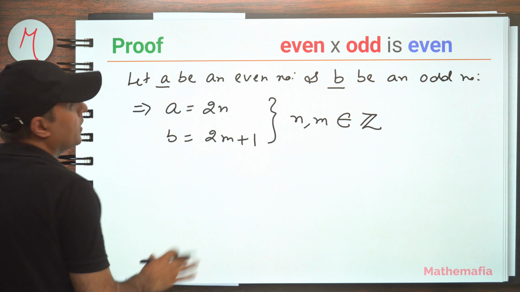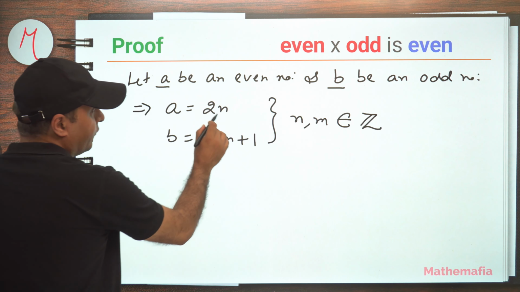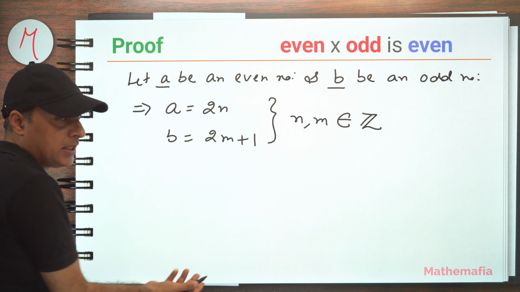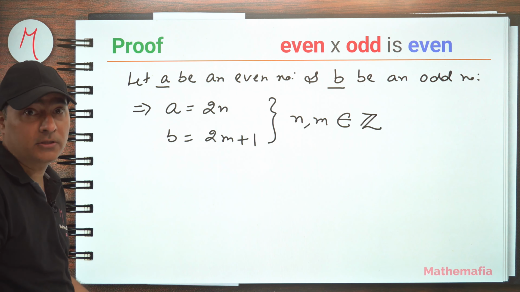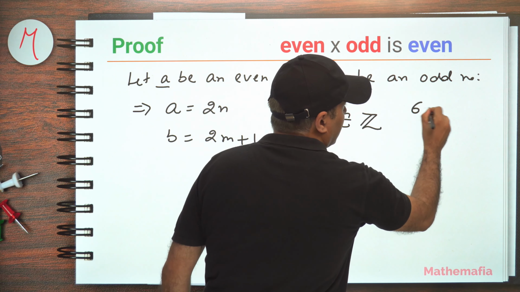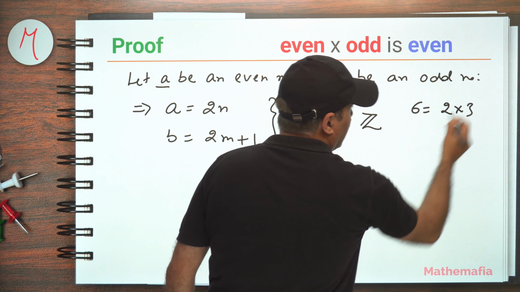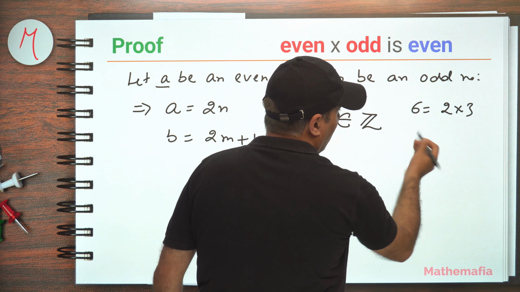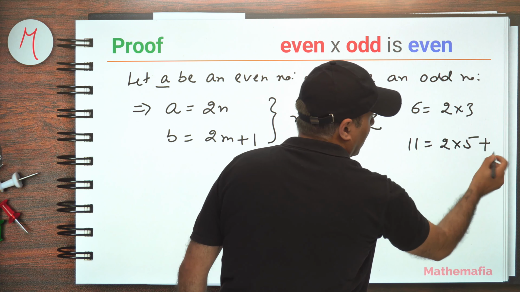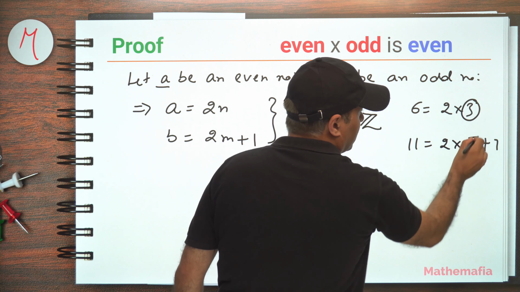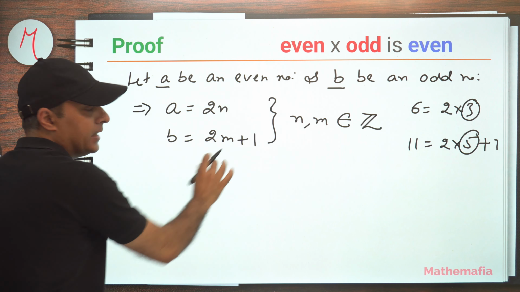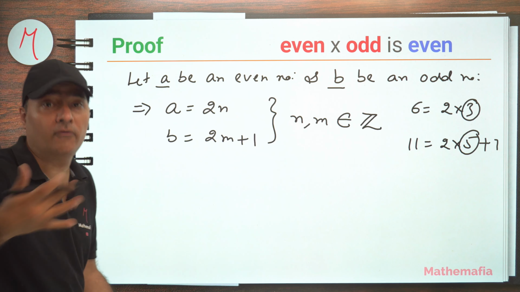Fair enough. So let me tell you once again, don't get confused why I used n over here and m over here. Their values can be same, but these can be two different numbers as well, right? For example, if a is 6, then it is 2 into 3, and if I take, say, odd number 11, then it is 2 into 5 plus 1, right? So this number is different, this number is different, so that's why we generally write n over here and m over here, because these two can be two different numbers.